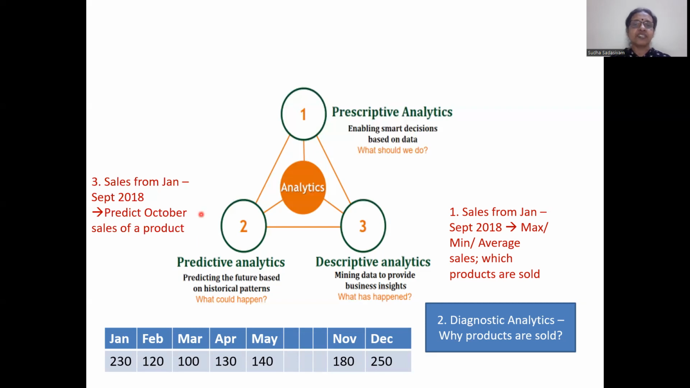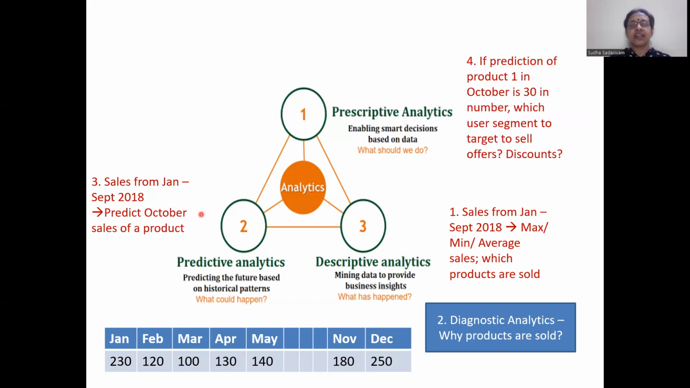Now, what is meant by prescriptive analytics? It tries to identify what is the action to be taken to make that sales. For example, if you want to improve the sales in the month of October, should we offer any discounts? So what is the action to be taken is identified by the prescriptive analytics.